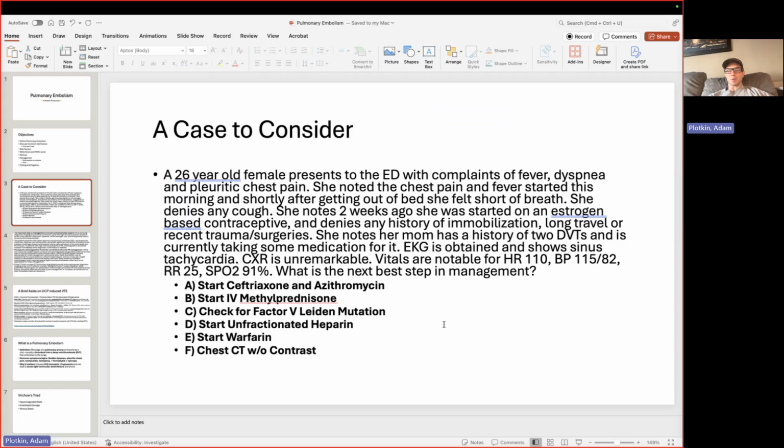Chest x-ray is unremarkable. Her vitals are notable for a heart rate of 110. BP is 115 over 82. Respiratory rate 25 and an SpO2 of 91%. So I want you to think about what is your next best step in management. Should we start ceftriaxone and azithromycin? Should we start IV methylprednisone? Should we check for factor V Leiden mutation? Should we start unfractionated heparin? Should we start warfarin, or should we do a chest CT without contrast? So pause your screen and think about it, and then we'll discuss the right answer.